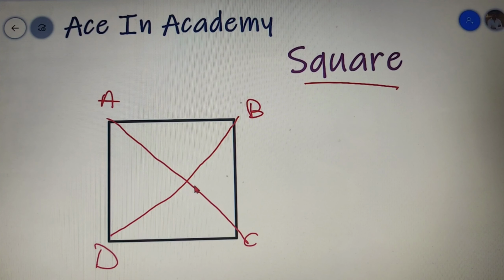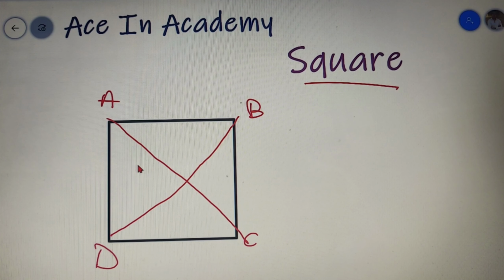The fourth property of the square is that the diagonals of a square bisect each other at 90 degrees. So if I name this intersection point as O, then I can say that angles AOB, BOC, COD and AOD are all equal to 90 degrees.